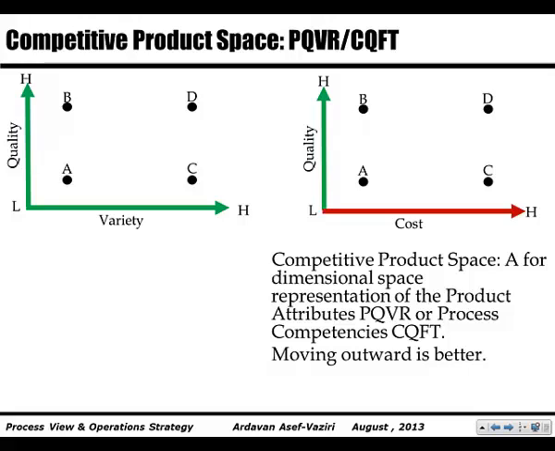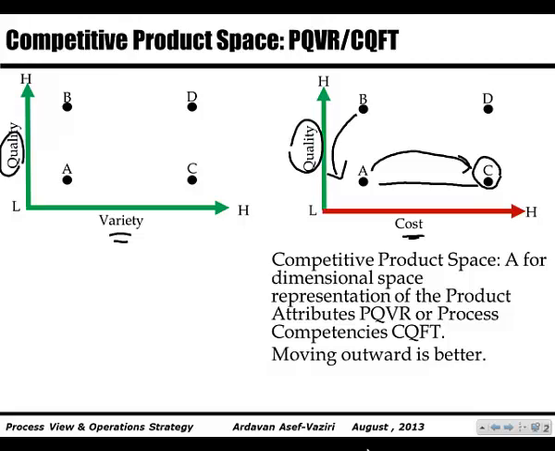Now look at this situation. Here we represent quality, the same as before, but in the horizontal direction I have cost instead of variety. Here company A and C are the same as long as quality is concerned, but C has higher cost compared to A. A dominates C. B and A have the same cost, but quality of B is much higher than A, so B dominates A. D and B have the same quality, but cost of B is much lower than D, so B dominates D.